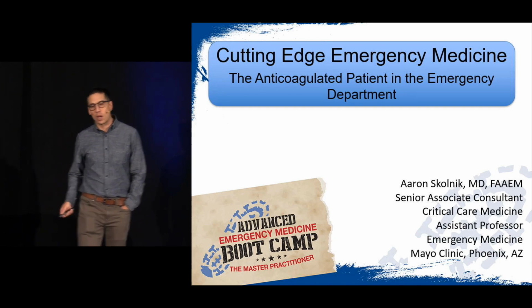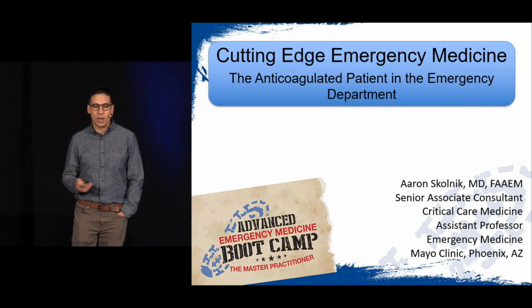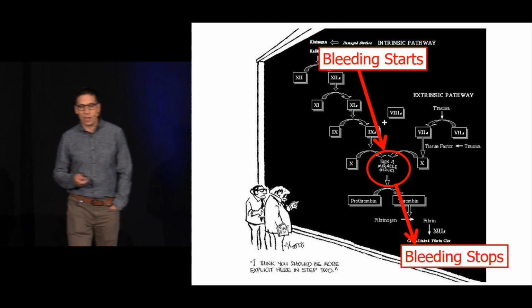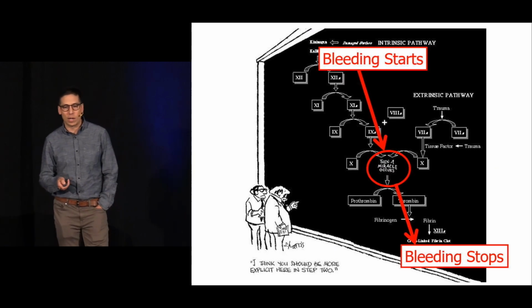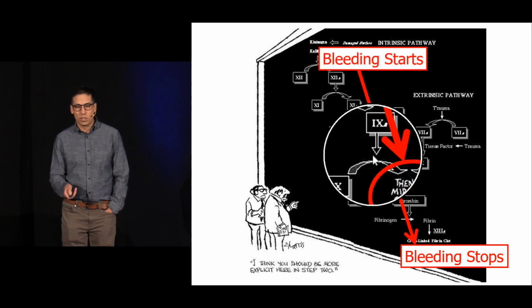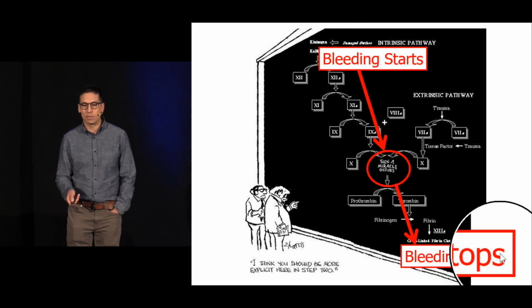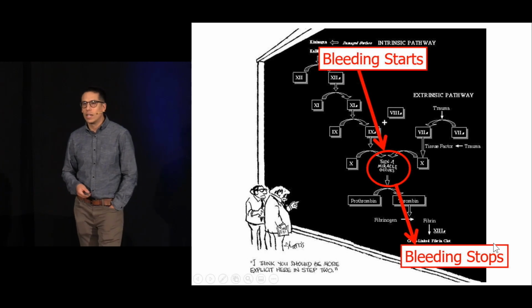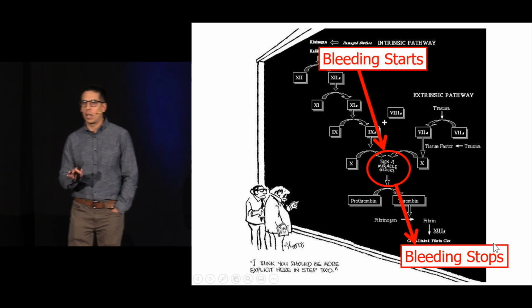We're going to close it out. We'll try to make it fast and to the point. This is how I understood the coagulation cascade in medical school, right? Bleeding starts, miracle occurs, bleeding stops. Minor miracle. Not too far from the truth, actually, as we'll see.